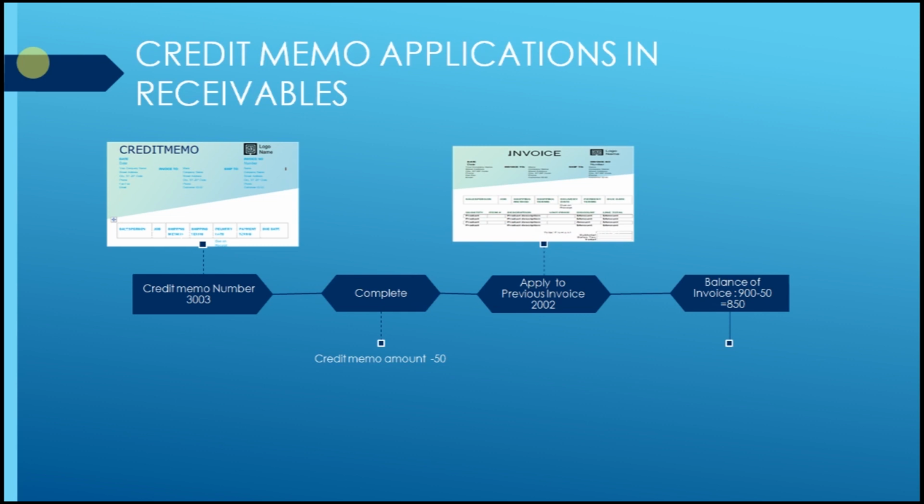And in the same form of the credit memo, we will search the invoice and apply a particular credit memo amount to the particular invoice. Say for example, in this case we are taking the previous invoice which is already having the balance of 900. Now we are applying this minus 50 on 900. So 900 minus 50, 850 will be our original invoice balance. We can go to the original invoice, search, and if you check the balance, it will be 850.